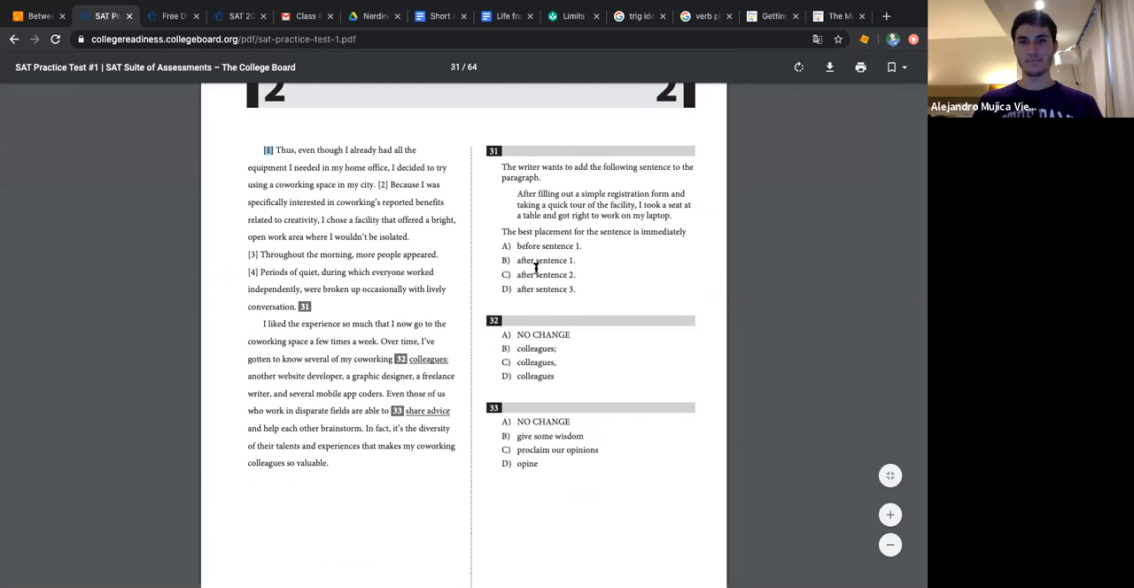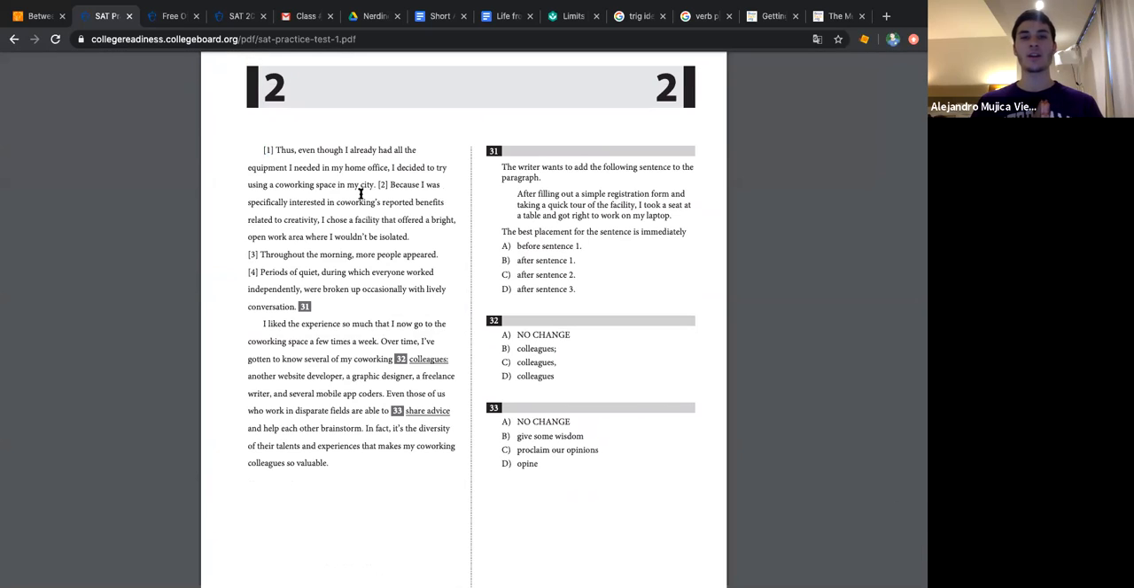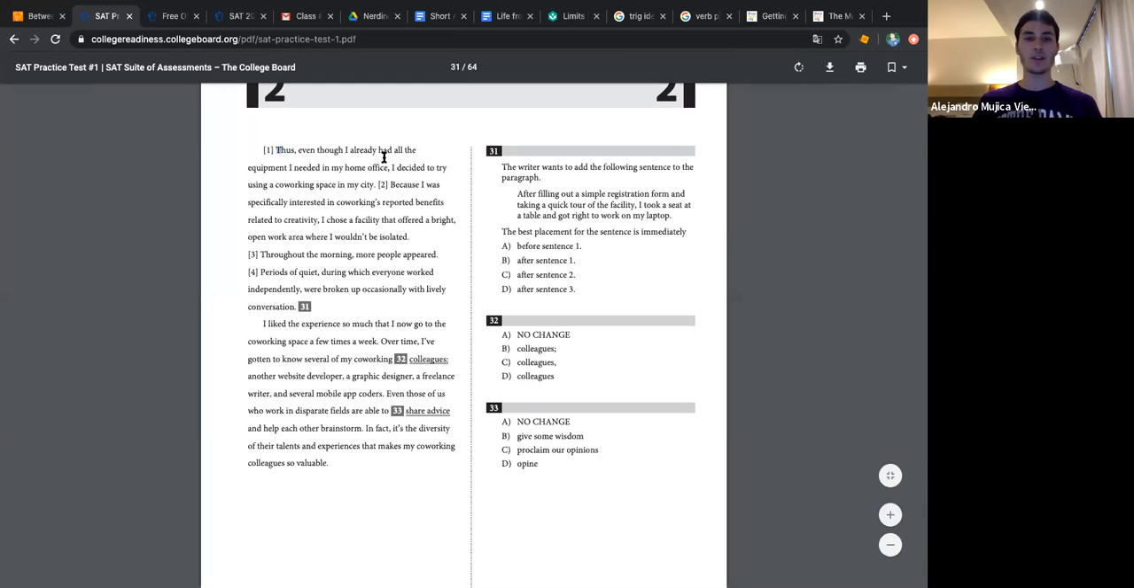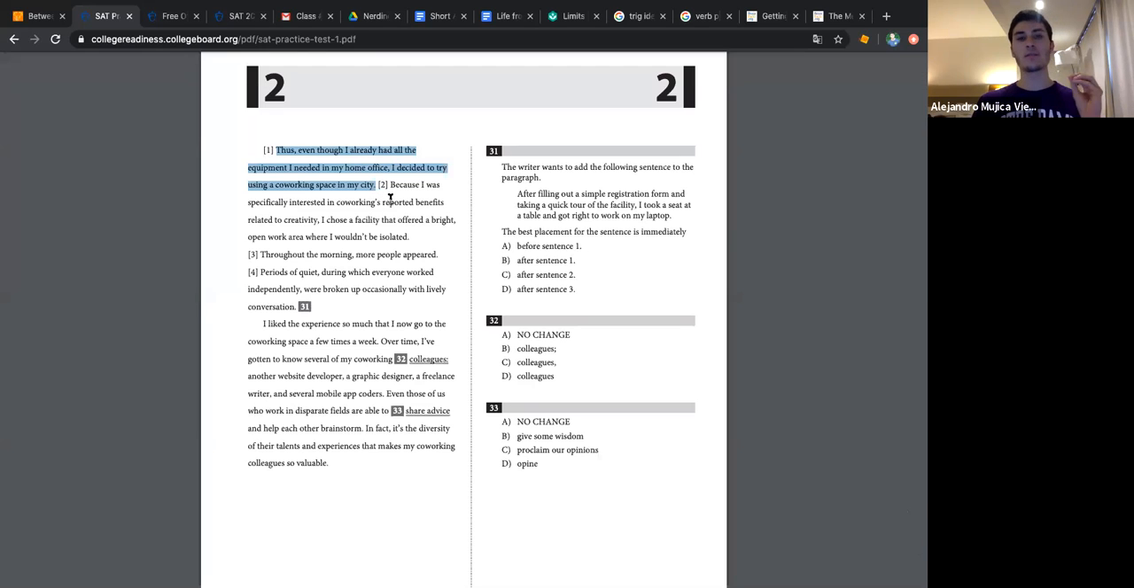Okay. Thus, even though I already had all the equipment I needed in my home office, I decided to try using a co-working space in my city. Because I was specifically interested in co-working's reported benefits related to creativity, I chose a facility that offered a bright, open work area where I wouldn't be isolated. Throughout the morning, more people appeared. Periods of quiet during which everyone worked independently were broken up occasionally with lively conversations. So let's just go quickly and try and find the key ideas. So, though I had the equipment, I decided to try.